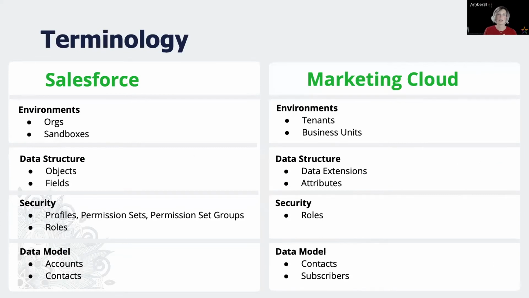Next, we'll talk about the terminology. So again, I've touched on some of these in the conversation that we've had before. In terms of environments, the words we'd be looking for are orgs and sandboxes, which you should be familiar with. But within Marketing Cloud, we'd be more talking about tenants. That is your master environment, and then business units, which are workspaces within that tenant environment that you can create for different purposes.